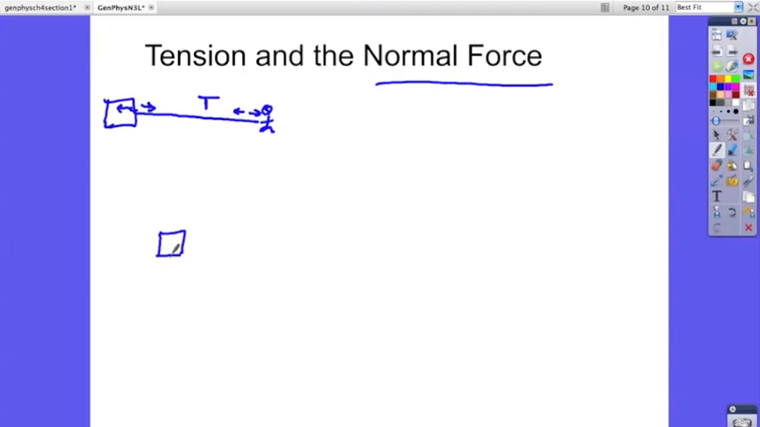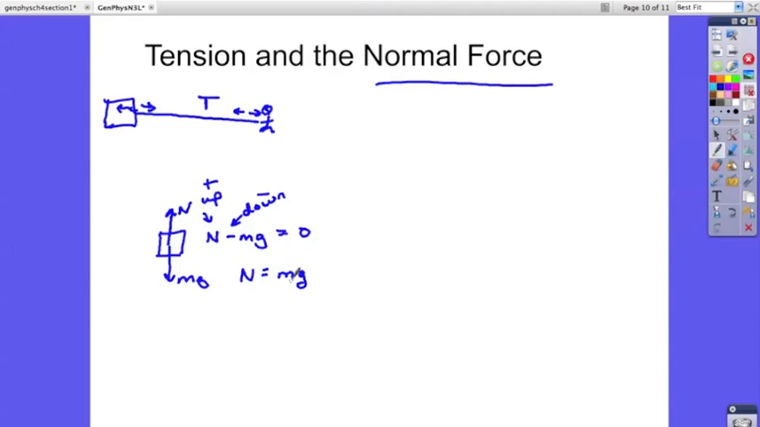You are sitting in your seat. The earth is pulling down on you. Your seat is pushing up on you, and you're not accelerating. So that means that the normal force minus your weight, and I say minus because your weight is down, and the normal force is up, and up is positive and down is negative, equals 0. And so that tells me that the normal force must be equal to your weight.